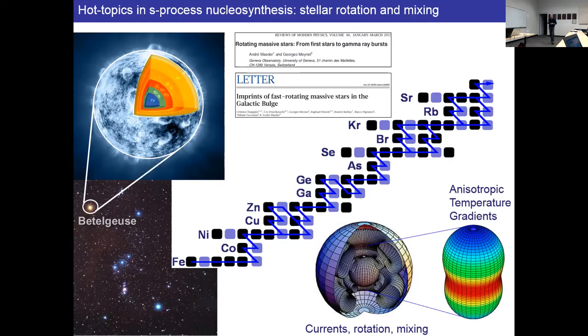So these kinds of aspects, one can try to understand, or at least some of the physical conditions involved in them, if we can measure neutron capture cross-sections on these branching point nuclei along the s-process path.